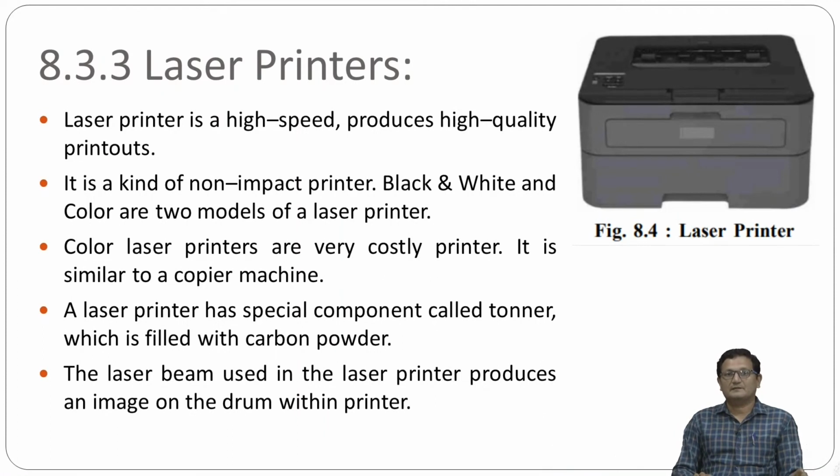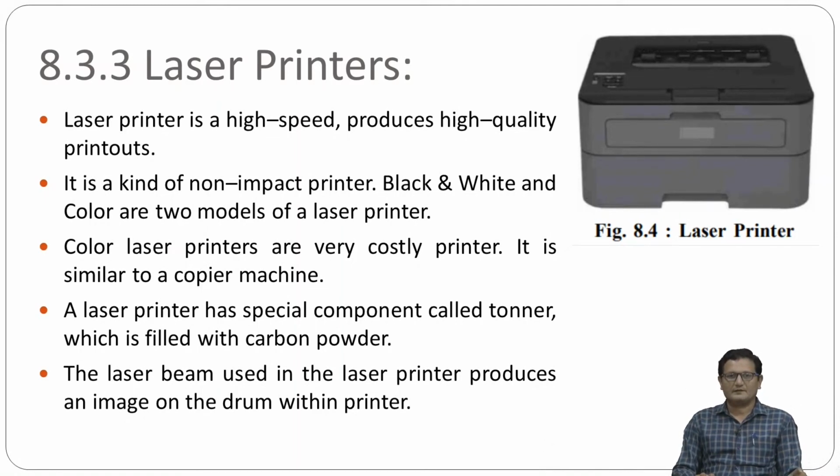A laser printer has a special component called the toner, and there are carbon powders in it. In the case of an inkjet printer, we used ink in a liquid form. Here the carbon powder is there, and with the help of that carbon powder, the toner is producing characters or images on the paper. Here, to give a shape, we are using a laser beam. I think in the next slide I have shown how the laser printer is working.